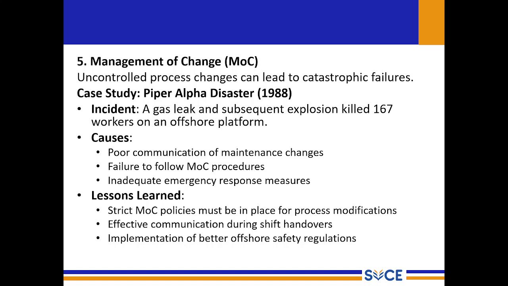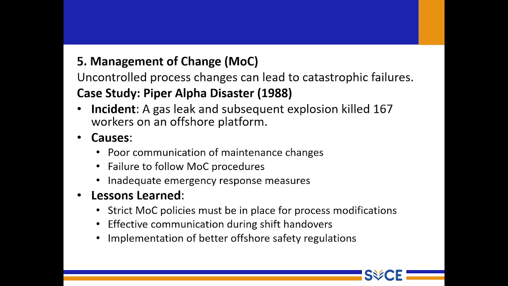What are the causes of the disaster? Poor communication of maintenance changes. A pressure safety valve was removed for maintenance, but workers were not informed. When the system was restarted, gas leaked from the open pipe, leading to ignition. And failure to follow MOC procedures: the temporary maintenance procedures were not documented properly. Workers on the night shift were unaware of the missing safety valves.